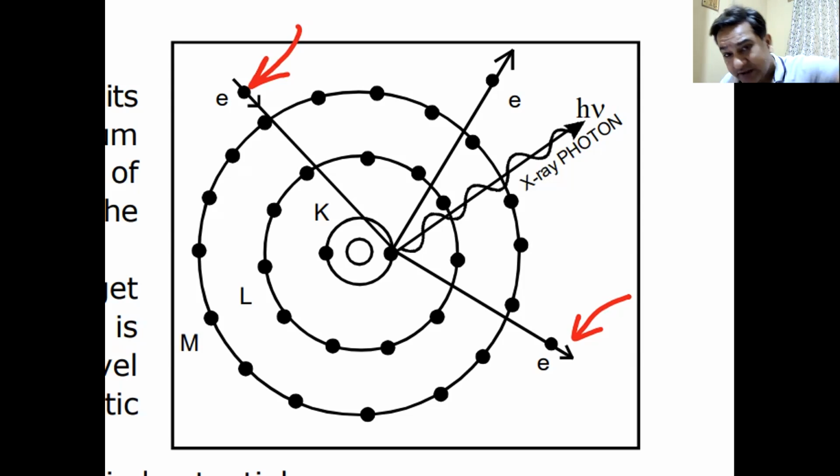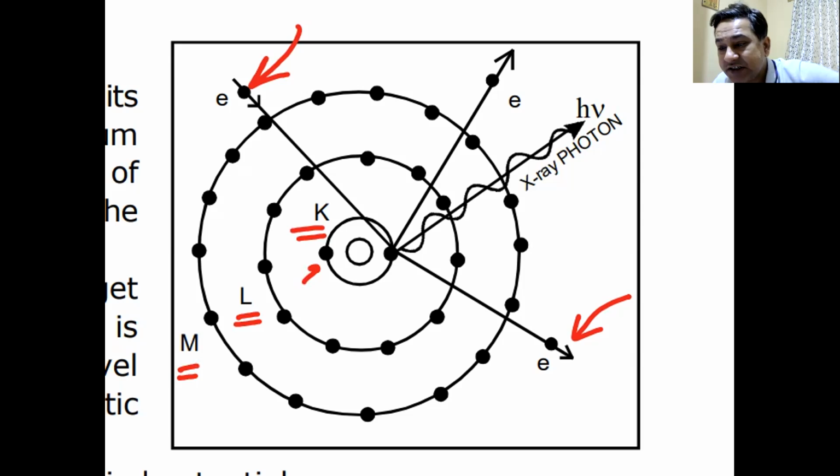What is the difference here? Again, the electron is striking and it is going out. But is it striking differently now? What is the difference? As you can see here, this is the K shell, this is the L shell, this is the M shell. All these shells have different electrons revolving in that shell.